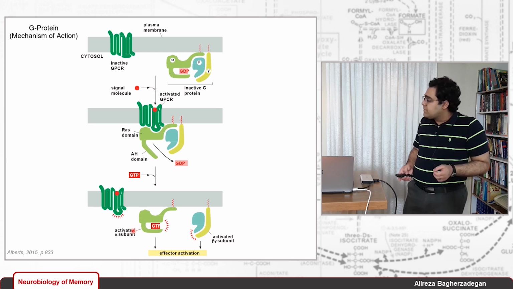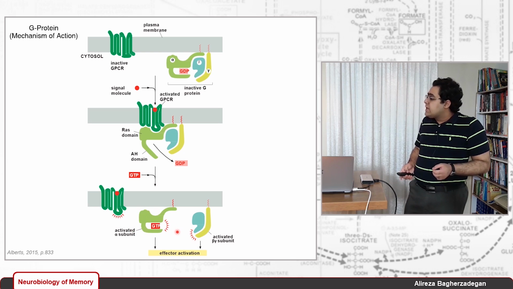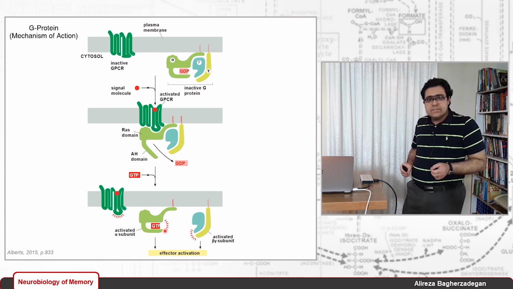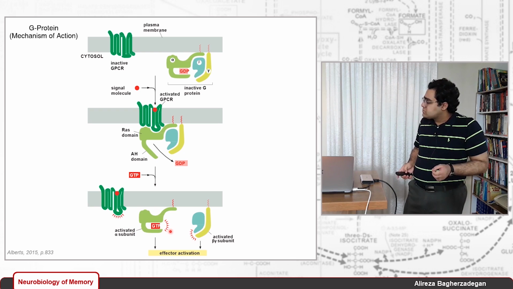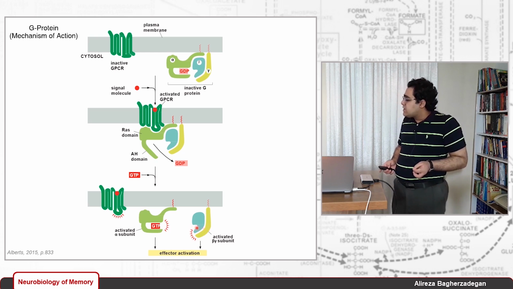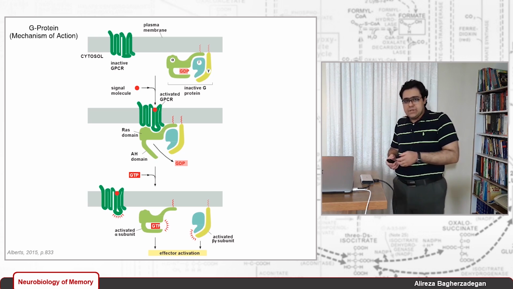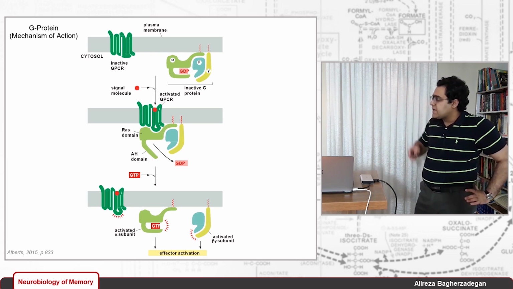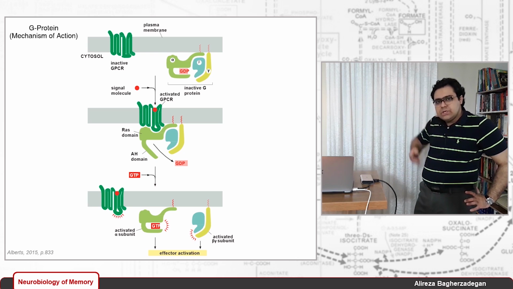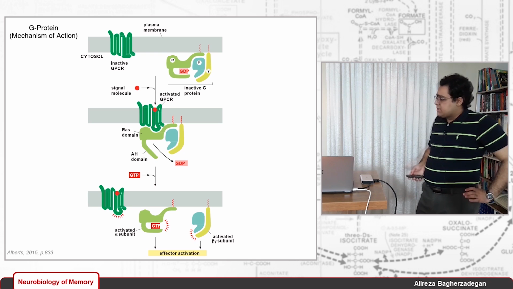When GTP is bound, we have an activated alpha subunit, and this is a stimulating G protein, because you can see after the alpha subunit is activated, it is detached from the beta and gamma subunits. Now both the alpha subunit and the beta and gamma subunits as a whole unit are going to activate effector proteins. So this is the mechanism of action, and this is how a trimeric G protein is activated.